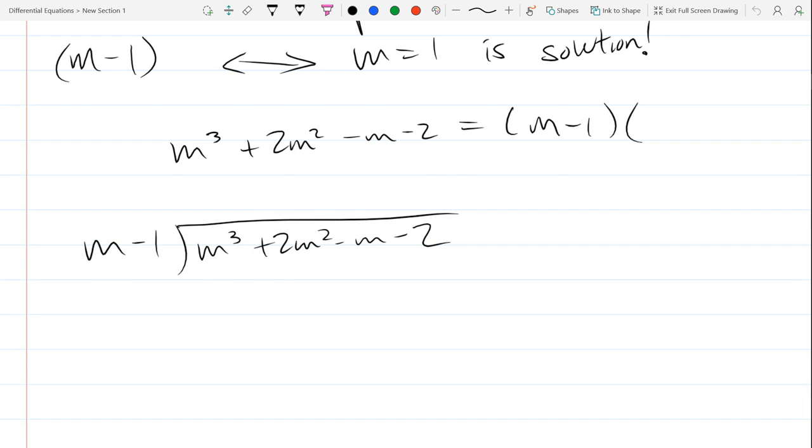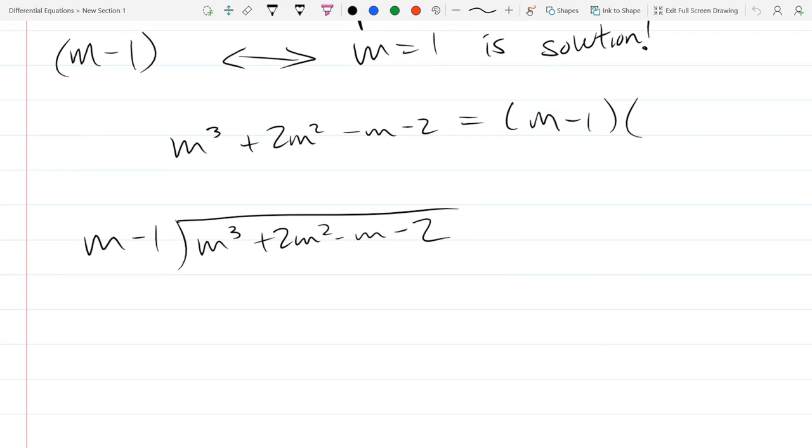And if you don't remember long division, you can just watch what I do. Another thing, our polynomial didn't have any missing terms. We had a third power, second power, first power, zero power, but if you have a missing term, you want to fill in 0 m squared, or whatever term is missing, so you don't skip over a power.